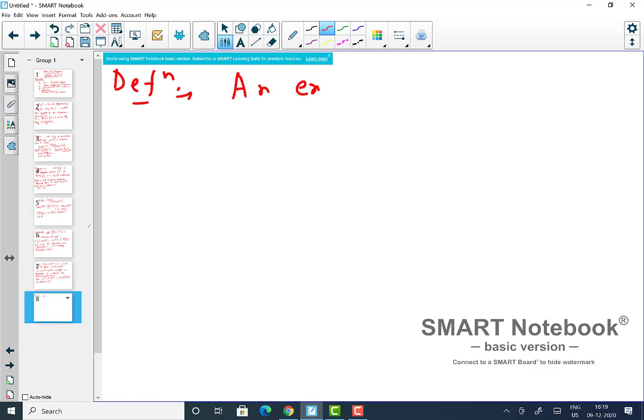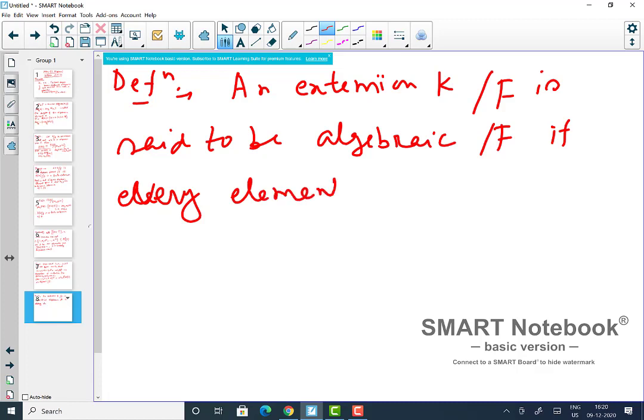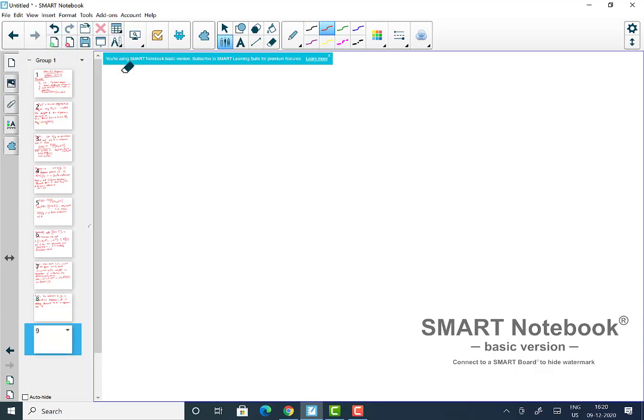So an extension K over F is said to be algebraic over F if every element of K is algebraic over F. So if every element is algebraic, then we can say that the extension is algebraic over F. So what can we say from the last theorem?